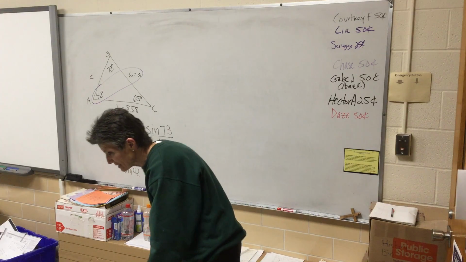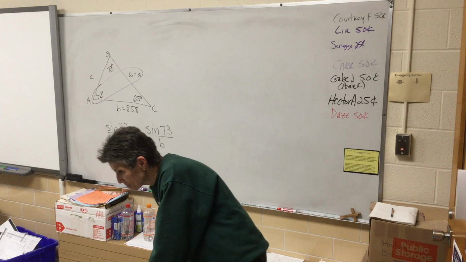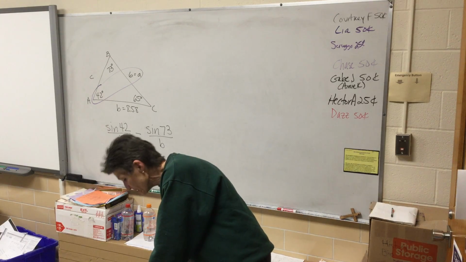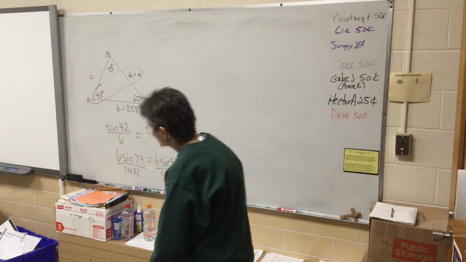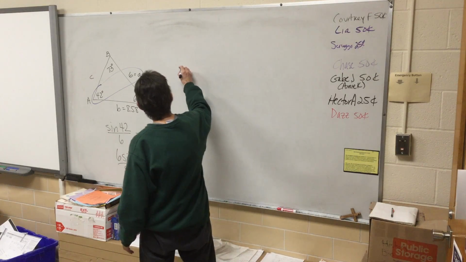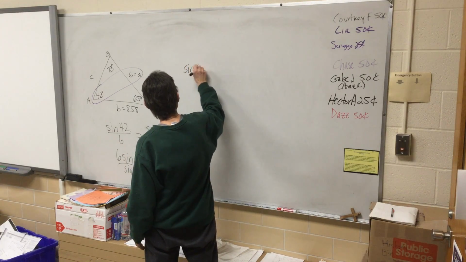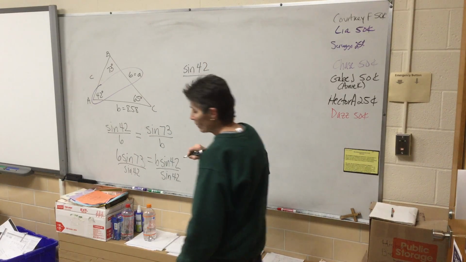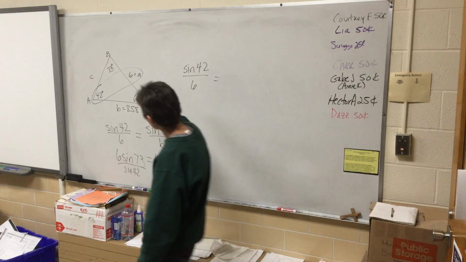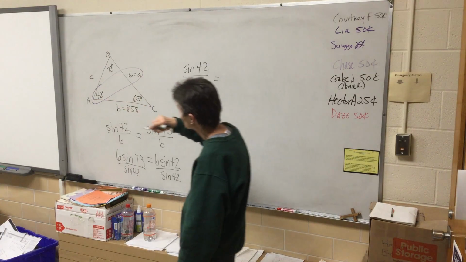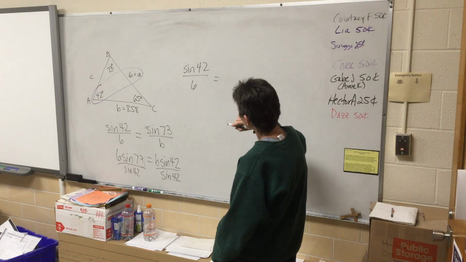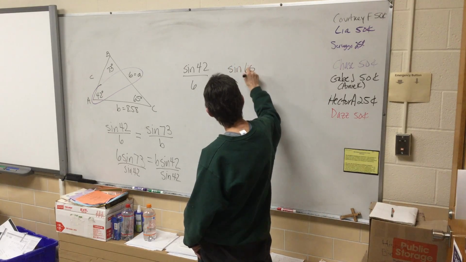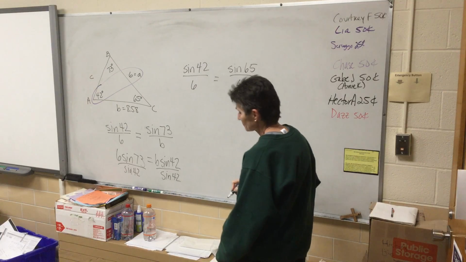All right, one more step to go. What do we need to do? The other angle. And how do we do that? We set it equal to a again. So sine 42 over 6. Always start with the pair that you had from the beginning. So sine 42 over 6 this time will equal sine 65 over c.